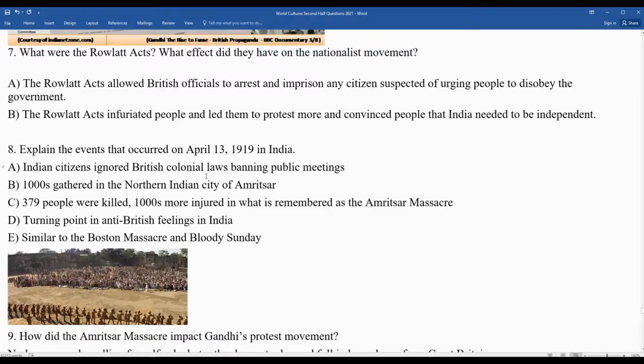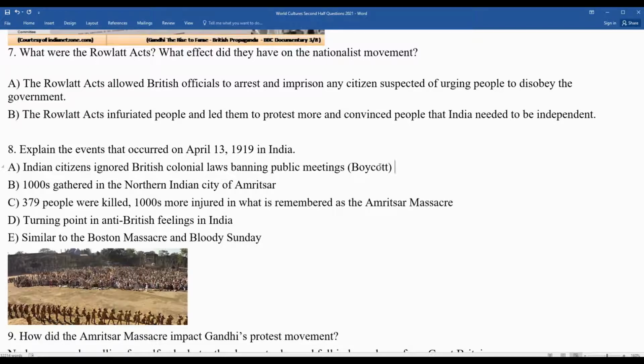So these Rowlatt Acts were being ignored by the Indian people. So kind of almost like a boycott. So you can add a little notation there. Basically, a boycott of Indian rules, maybe not necessarily goods or purchasing something that you normally associate with a traditional boycott. Thousands gathered in the northern Indian city of Amritsar.